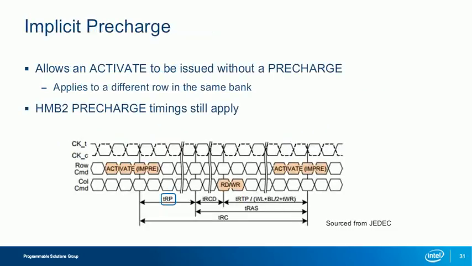The final HBM2 feature is implicit precharge. With implicit precharge, an activate command can be issued within the same bank without explicitly issuing a precharge command first, as would normally be required. This saves the controller from having to issue the extra precharge command, reducing some overhead, but the precharge timings still apply as shown in the diagram.